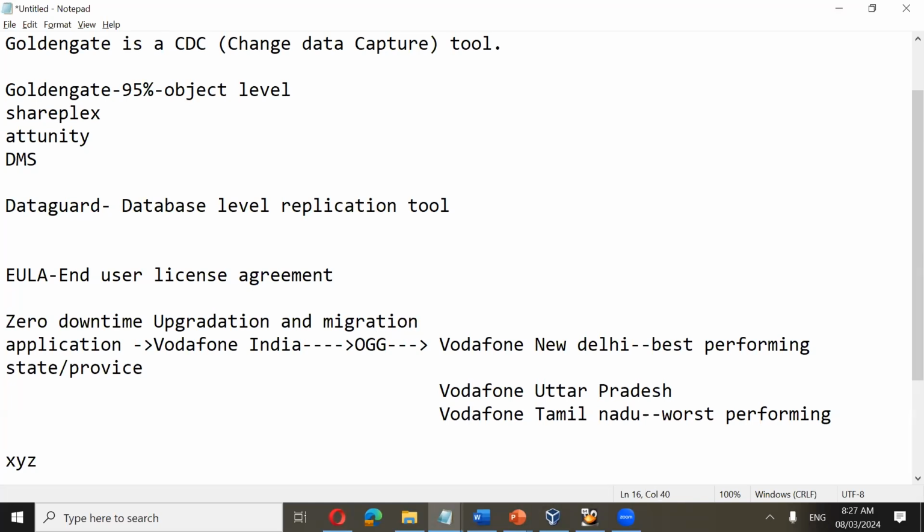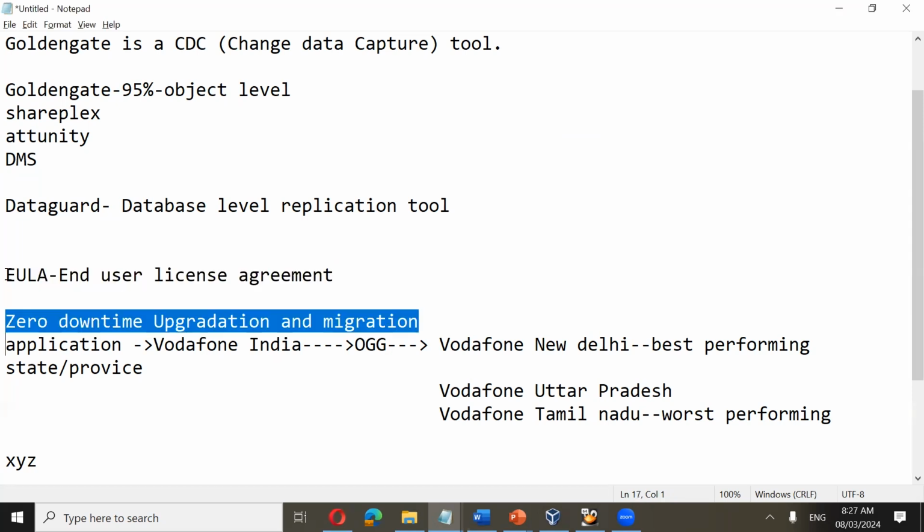So what organizations do is they sign an end user license agreement with Oracle. This end user license agreement was different. Now I'm talking about zero downtime upgradation and migration. A lot of organizations now, with this cloud boom happening, are moving to cloud or upgrading their databases. I'll give you one example.